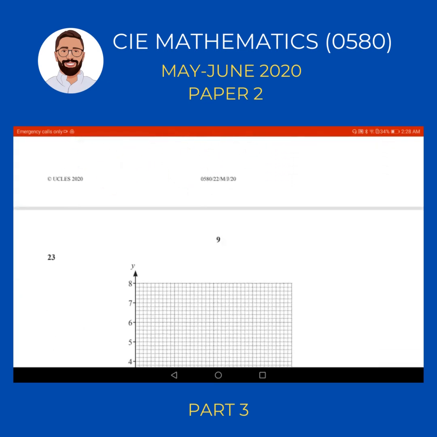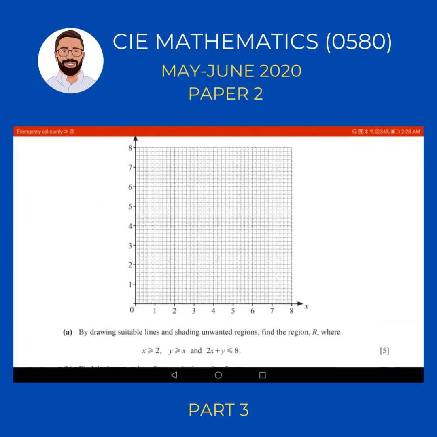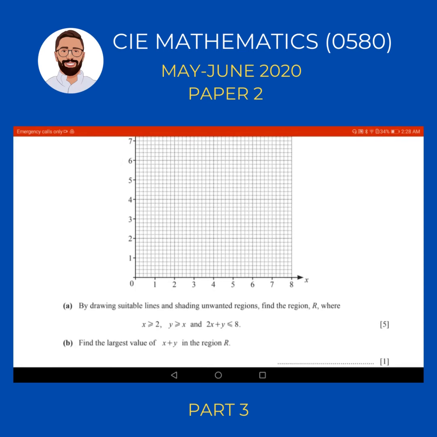Now let's do question 23, and this is an inequalities question. It says, by drawing suitable lines and shading unwanted regions, find the region R where x is greater than or equal to 2, y is greater than or equal to x, and 2x plus y is less than or equal to 8. So the first step is that we need to draw these lines.